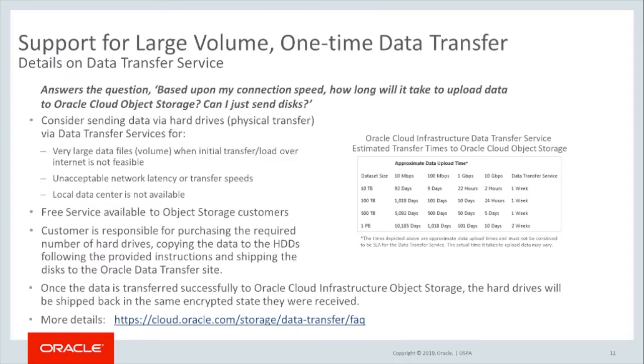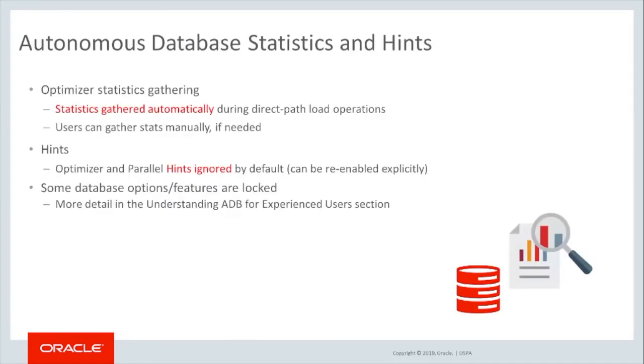Customers that have a large database they want to migrate to ADB, and/or customers that have slow connectivity to an Oracle data center, can leverage the data transfer service available to Object Store customers. This allows customers to ship their data on hard drives to Oracle Cloud Services, where they will be loaded into Oracle Object Store. For transfer operations that could take days or weeks and risk being interrupted, this provides a safe and multi-use movement method.